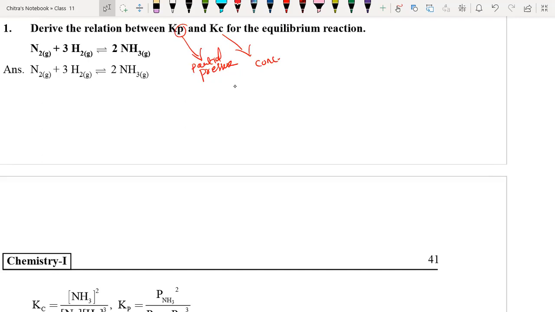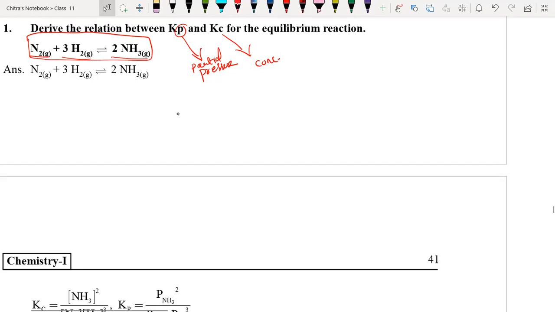Okay, so let's take the example where 1 mole of nitrogen gas reacts with 3 moles of hydrogen gas to give 2 moles of ammonia gas. So this is the general reaction for the formation of ammonia from hydrogen and nitrogen gas. Now we have to first write what Kp and Kc are here.